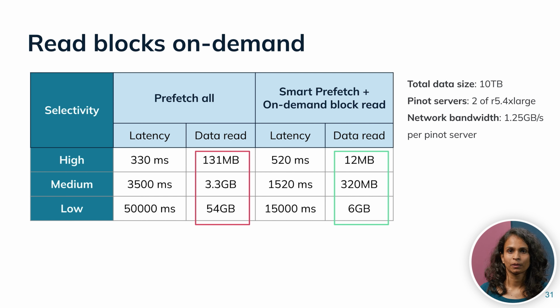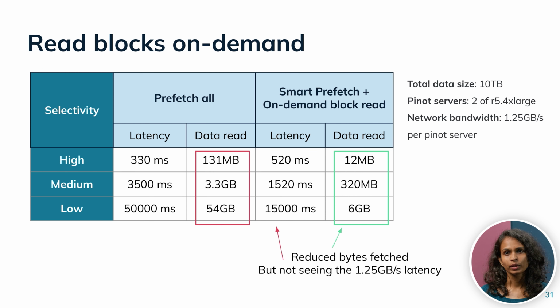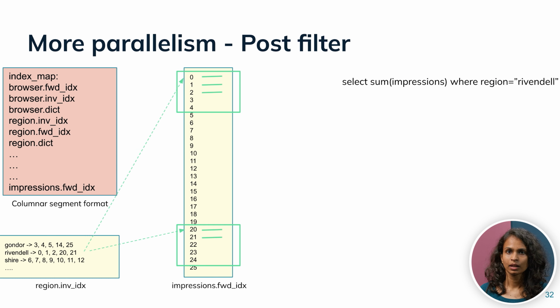We tested out these optimizations on the 10 terabyte data setup that Xiaobing was talking about earlier. So we took 3 queries of varying selectivity, and we saw some amazing reduction in data size read compared to our phase 1, which in turn improved the latency significantly. But we still weren't seeing the latency align with the 1.25 gigabytes per second network bandwidth that was available to the server, which was aligning pretty well in our baseline when we were able to saturate the network. Which meant that we now have room for more parallelism.